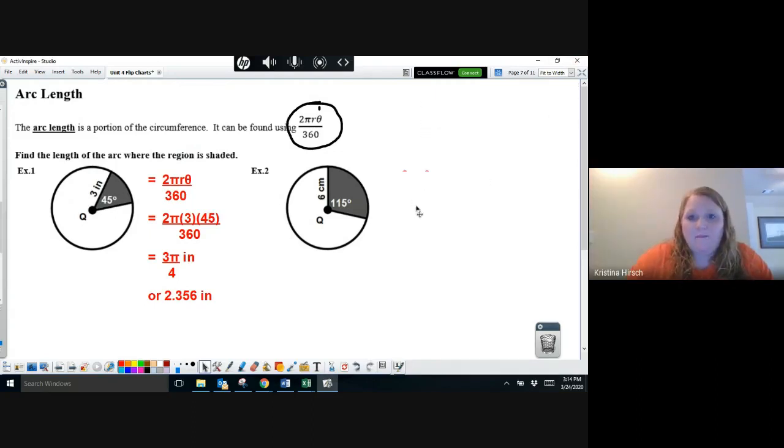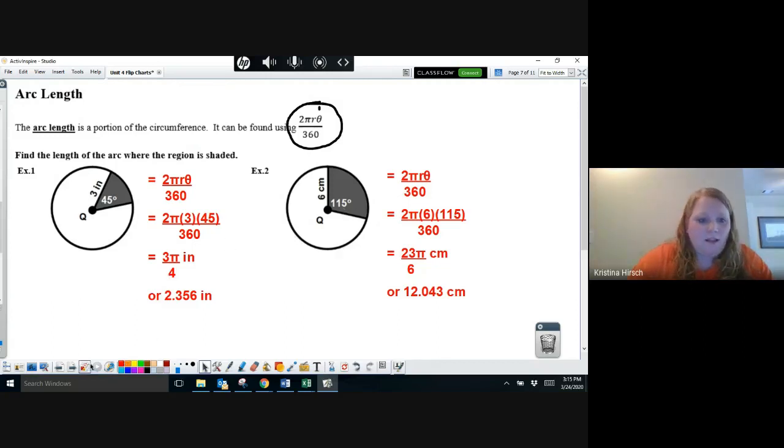So if we look at the second example, same formula because we're talking about arc length, all right? But this time, my radius is 6, and my shaded region makes up 115 degrees out of the 360. All right, so if I use n over d and put that in my calculator, I get 23 pi over 6. If I convert it to a decimal, I get 12.043 centimeters. Again, the radius is 6. This curved part, the crust part of my pizza, it definitely looks like it would be longer than 6, right? So it would measure about double of that length if you actually did measure it. All right, so that is what arc length is.